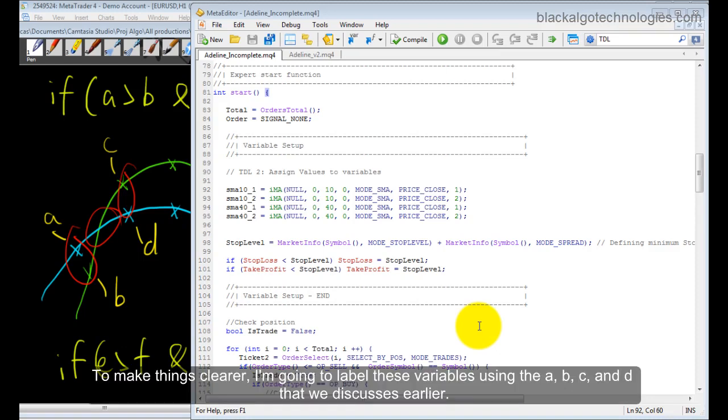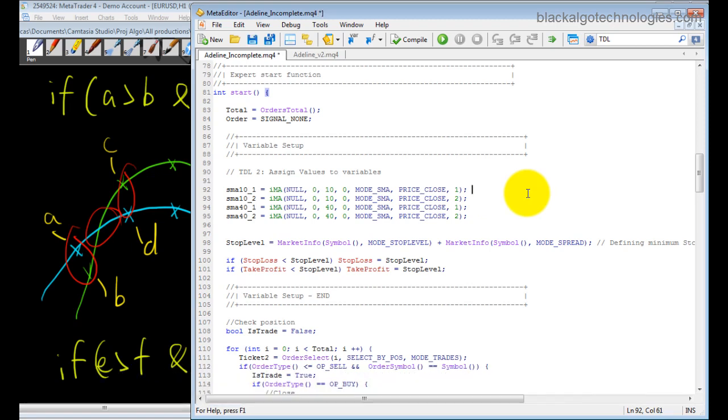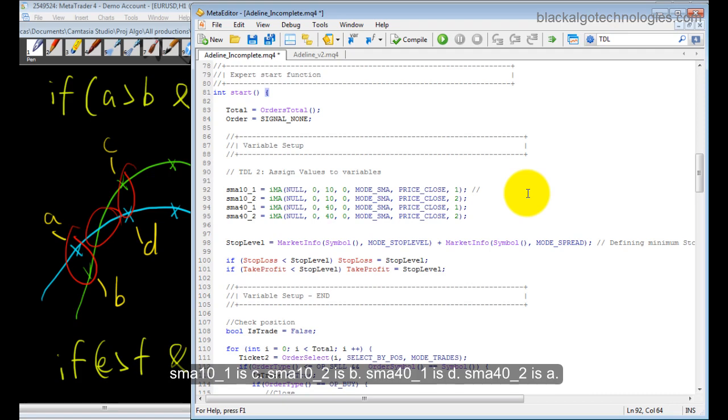To make things clearer, I'm going to label these variables using the ABCD that we discussed earlier. So the first one is SMA 10 and 1, which is C. The second one, SMA 10 and 2, refers to B. The third one refers to delta, and the fourth one refers to alpha.